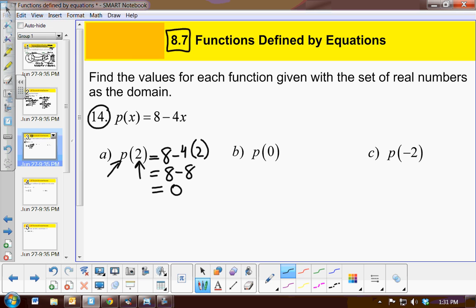Now you're going to repeat that process for B and C. Now you do that, and then we'll check to see how you did. So stop and pause the video.